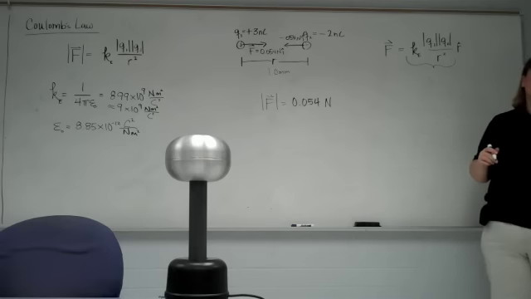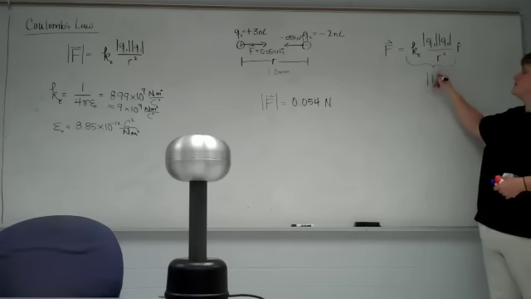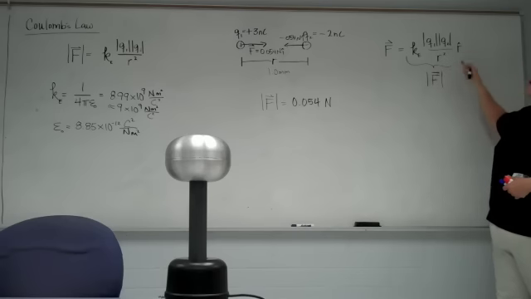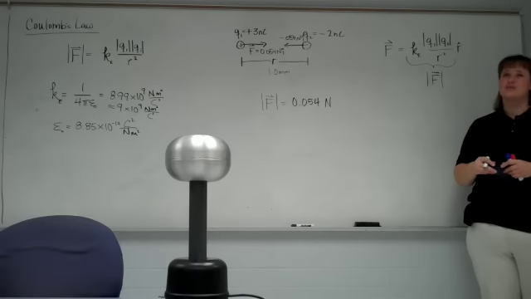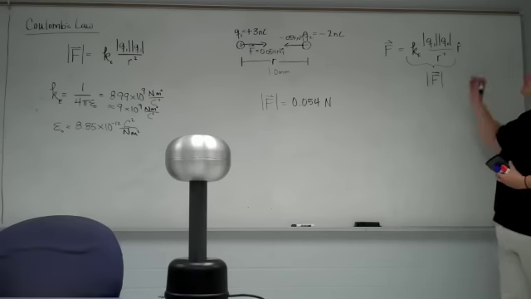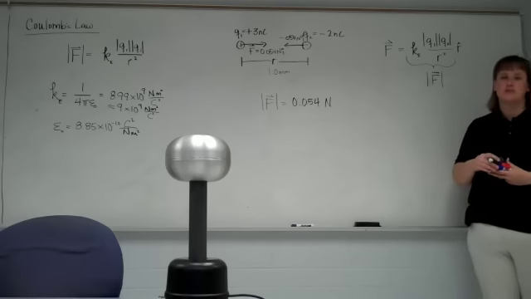Here's the magnitude. That's the magnitude of the force. R hat is a unit vector. What it means is it points radially away. It's in the radial direction. The R hat serves the purpose of reminding us to write it as a vector.